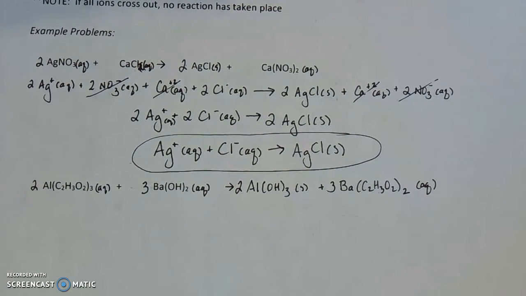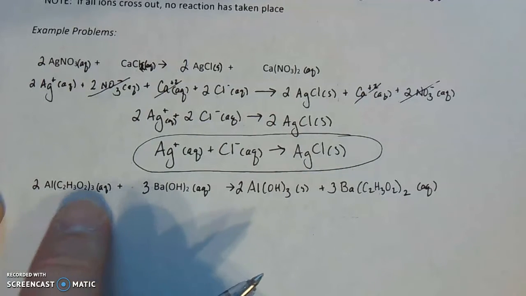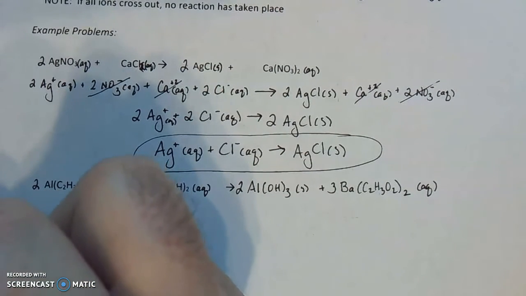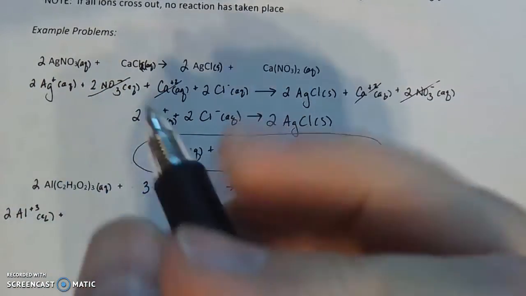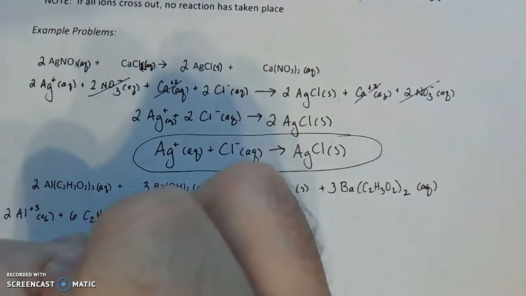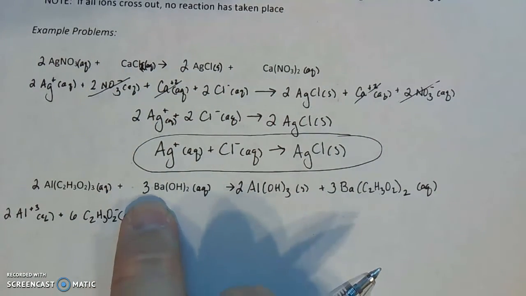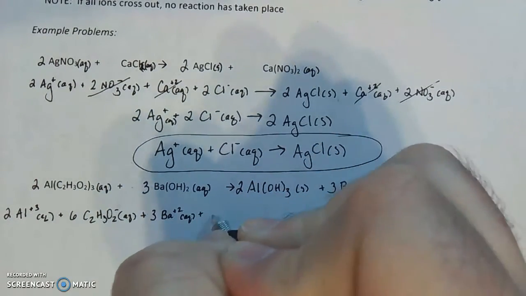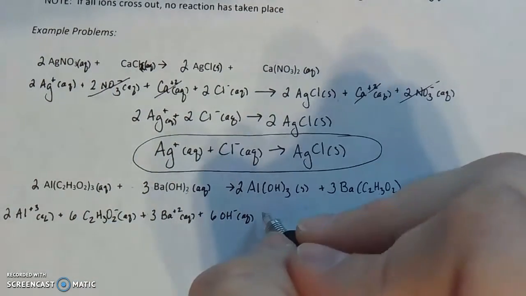And then we have to start breaking these up into ions. This one's a little bit more tricky because we have a coefficient and then we have some polyatomics with parentheses. So we have to make sure that we get the right number. We have 2 of this compound. So we have 2 Al3+ AQ. 2 times 3 gives us 6 acetate ions. We have 3 barium, and barium is plus 2. And 6 OH-, 3 times the 2 outside of the parentheses.